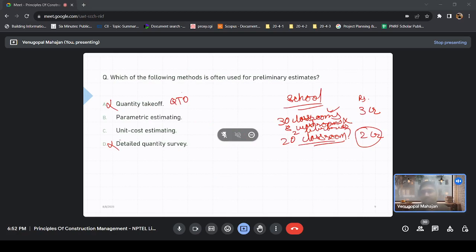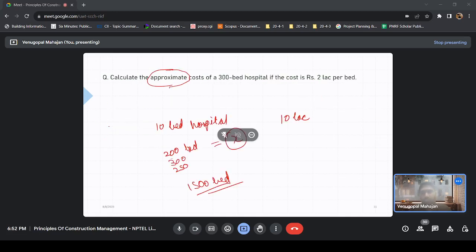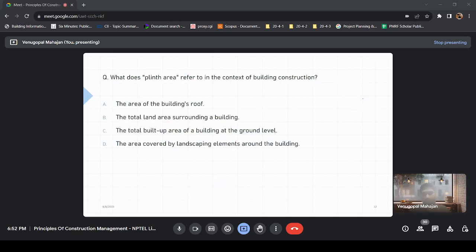So you can say that it is parametric estimating and unit cost estimating too. So what would be the answer here? 300 into 2, right? Six.